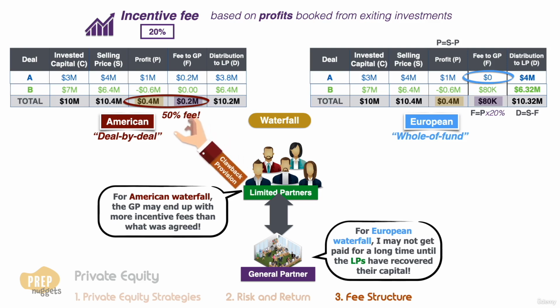A clawback provision allows LPs the right to reclaim part of the GP's incentive fee if this scenario plays out. So, for this case, an LP that is subject to the deal-by-deal waterfall arrangement may be able to reclaim the extra $120,000 fee that the GP received from the first deal.